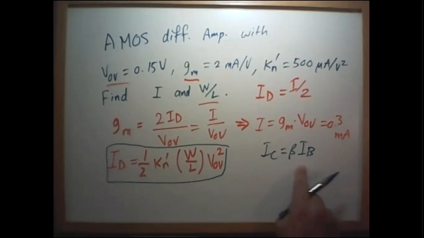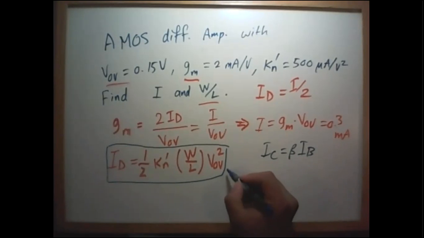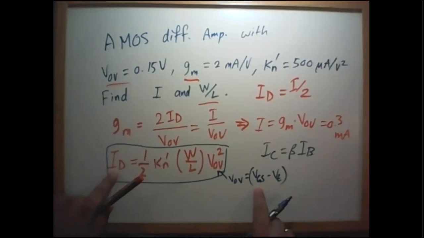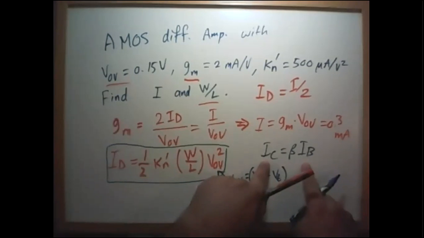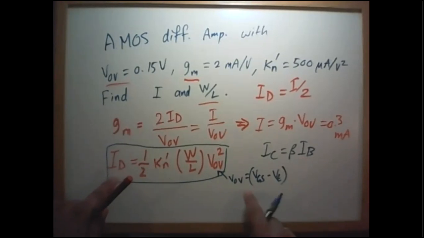Why? Because the bipolar junction transistor is a current-controlled current source. This transistor is voltage controlled, because inside here, remember, V overdrive equals VGS minus V threshold, and V threshold is constant. So ID now is a function of VGS. This is the input voltage, this is the output current. Here, this is the input current and this is the output current. The bipolar junction transistor is controlled by its input current. The MOSFET has its current controlled by its input voltage.